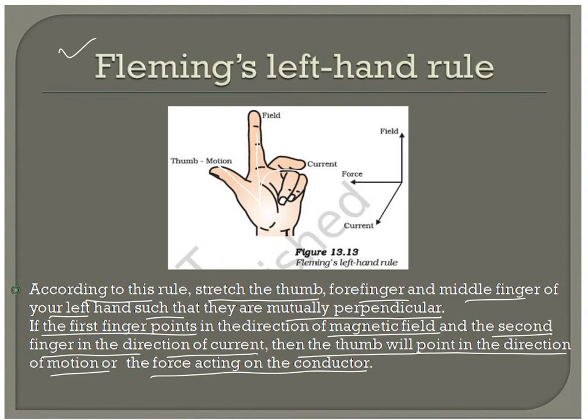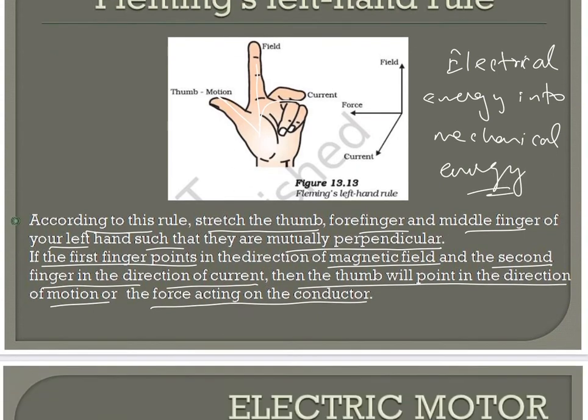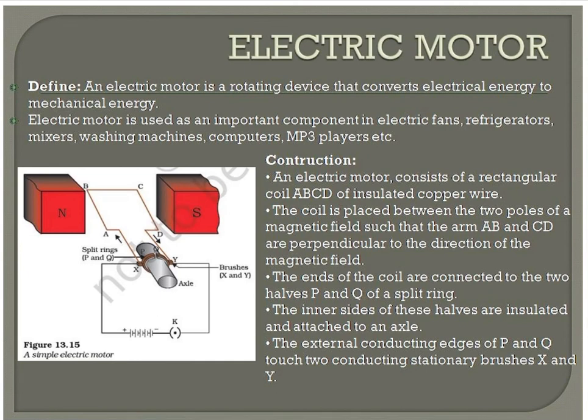So this is how Fleming's left hand rule works, and by this rule and this experiment, devices like the electric motor were invented, and later on we were able to convert electrical energy into mechanical energy. So our next topic will be the electric motor, which will start in the next video.